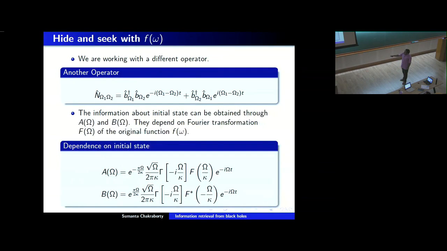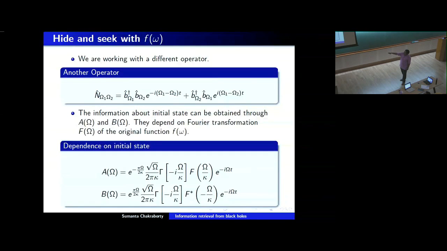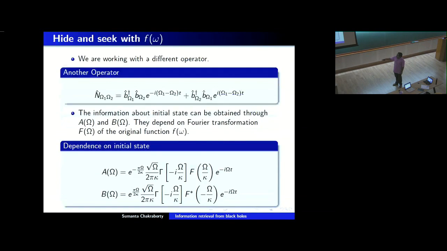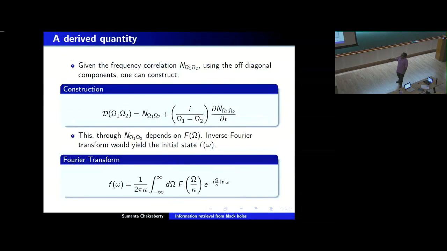And this function f, which is appearing here, is essentially the Fourier transform of the function f omega, which is given here. So this is your f, which is appearing in this particular expression, and this f is the Fourier transform. So if you know this function f, you essentially know this function f of omega. So given this number expectation value, which is N omega 1, omega 2 expectation value, you can actually take a derivative of it with respect to time and construct the following object: N of omega 1, omega 2, multiplied by i, and take a derivative.